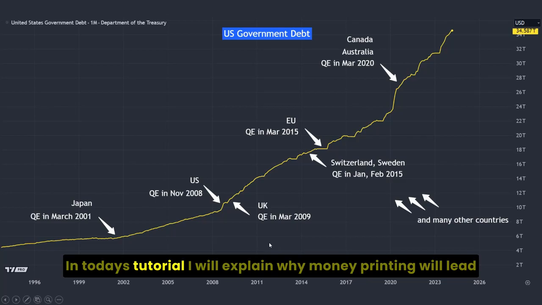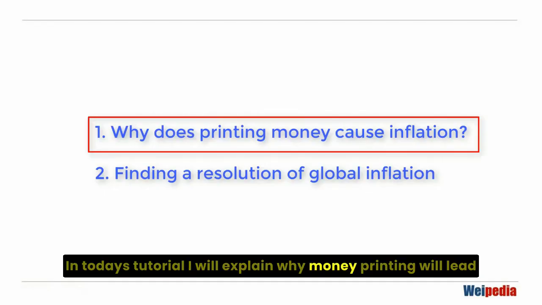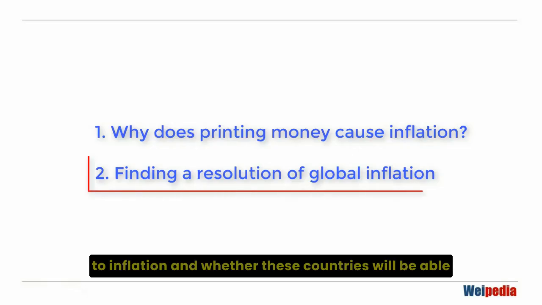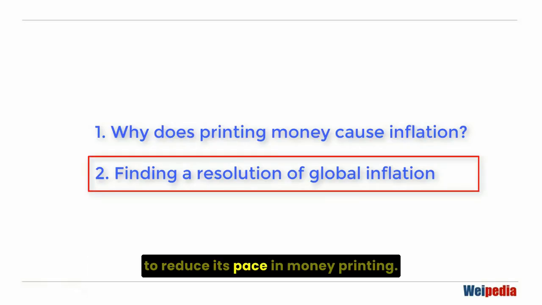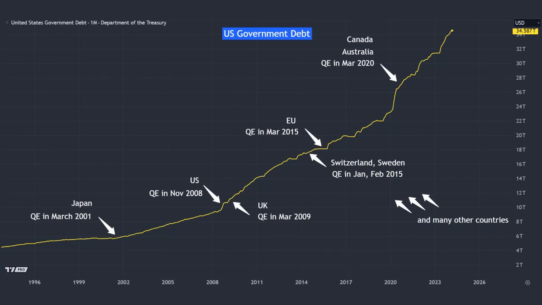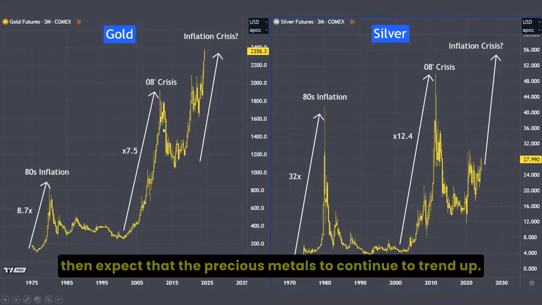In today's tutorial, I will explain why money printing will lead to inflation and whether these countries will be able to reduce its pace in money printing. If your answer is not quite possible, then expect the precious metals to continue to trend up.